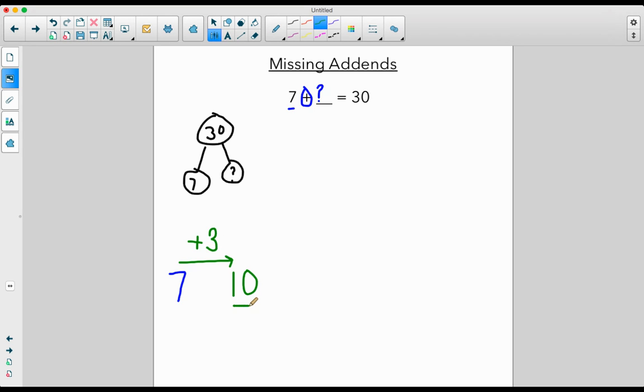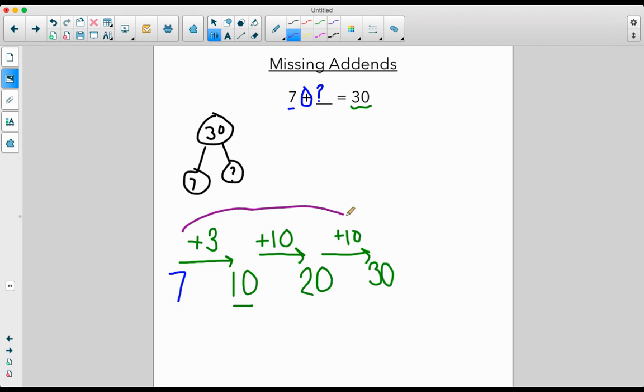So now I'm at 10, and I have to get all the way to 30. Well, I know that if I added another 10, I would get to 20. And I know that if I added another 10, I would get to 30. And there we go. But now to find the answer, I have to look at everything that I added. Well, I know 10 plus 10 is 20, plus 3 more is 23. So I jumped 23. So 7 plus 23 is 30.